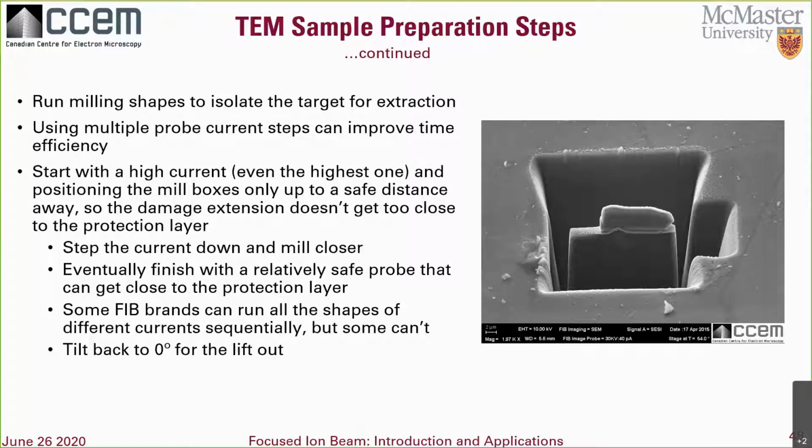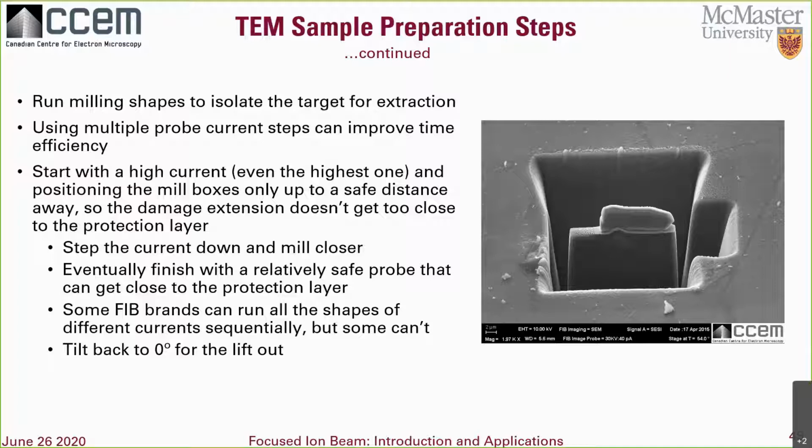Okay, the next step is trench milling using the ion beam at high currents to clear the material around the target location. For a typical TEM sample size, I would suggest using a few different steps of probe currents here, starting with the highest current possible and positioning the boxes as far forward as you can without the extended damage radius overlapping with the protection layer. Then step the currents down and get closer, eventually finishing with a probe that you can trust to be positioned close to the deposit. It's going to look like my example here for the cross-section cut, except on more sides.